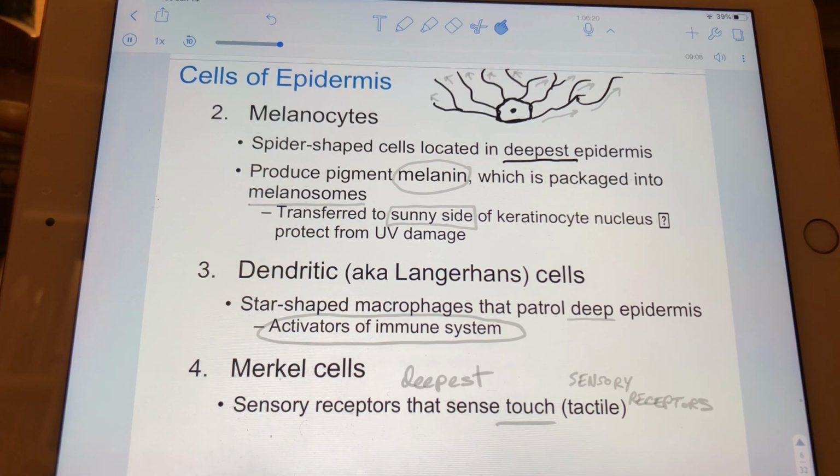And the product of melanocytes is, not surprisingly, melanin. Melanin is a pigment, and pigments are proteins, so we're hopefully not surprised that keratin is a protein, melanin is a protein, hemoglobin is a protein, antibodies are proteins, hormones are proteins, right? The body specializes in making lots of different kinds of proteins. Well, the boxes, if you will, the packages that melanin is placed into are called melanosomes, okay?